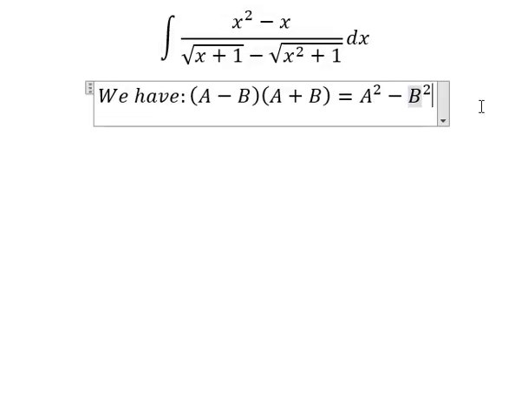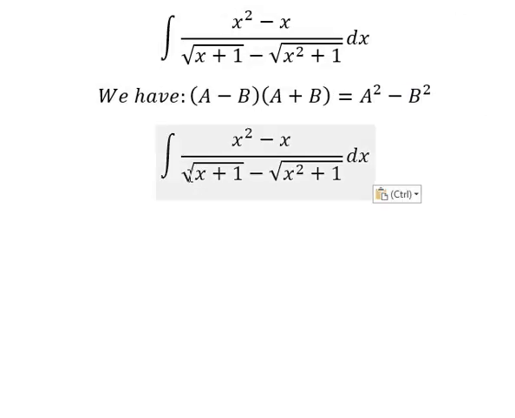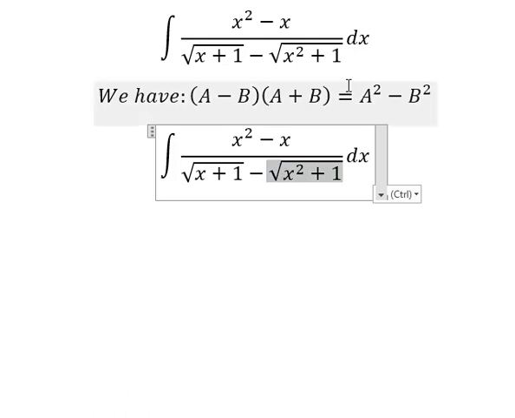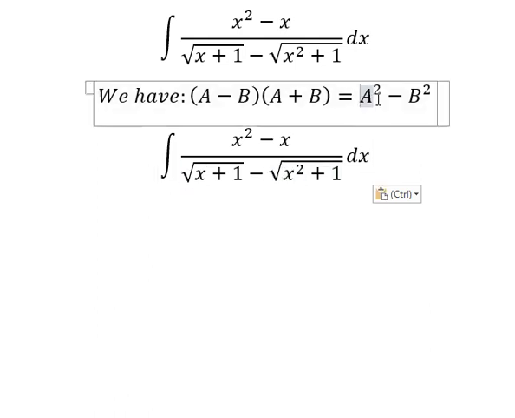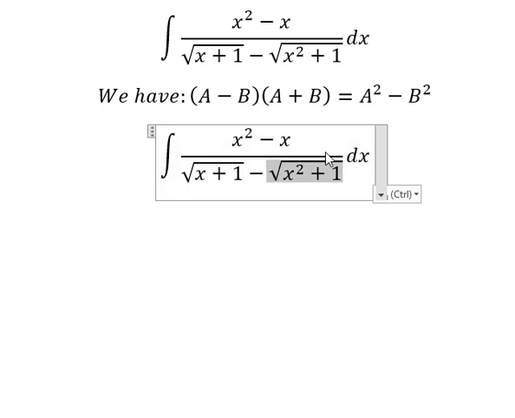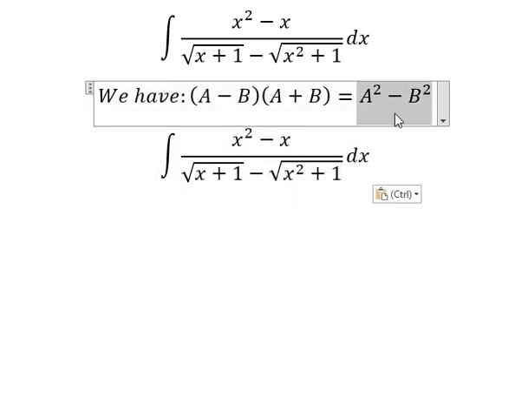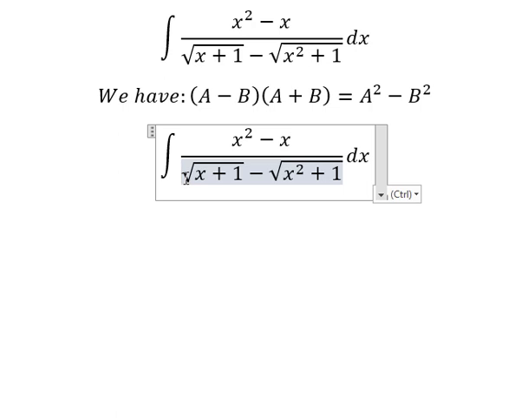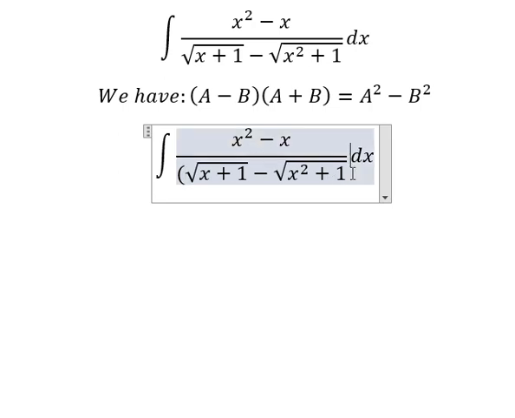So we have a minus b. We want to cancel the square root, so we need to put the power 2 on here and here. To create this one, we need to multiply by a plus b on the numerator and the denominator. And now we have it like this.